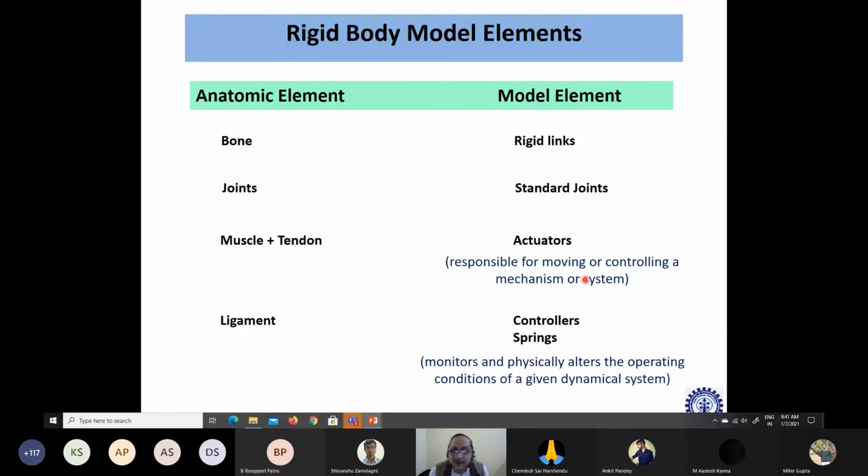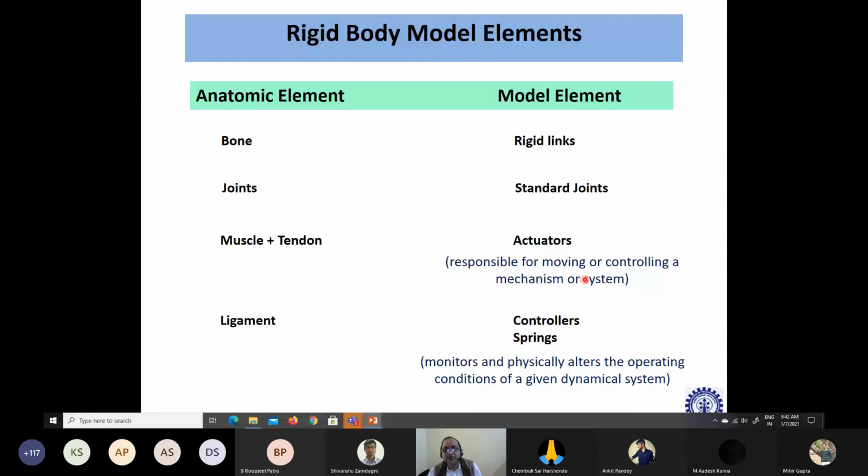Now, after this slide, I'm trying to summarize the anatomical joints and compare them with the mechanical joints. After this slide, we will go back and have some discussion in the class, some feedback from the students.